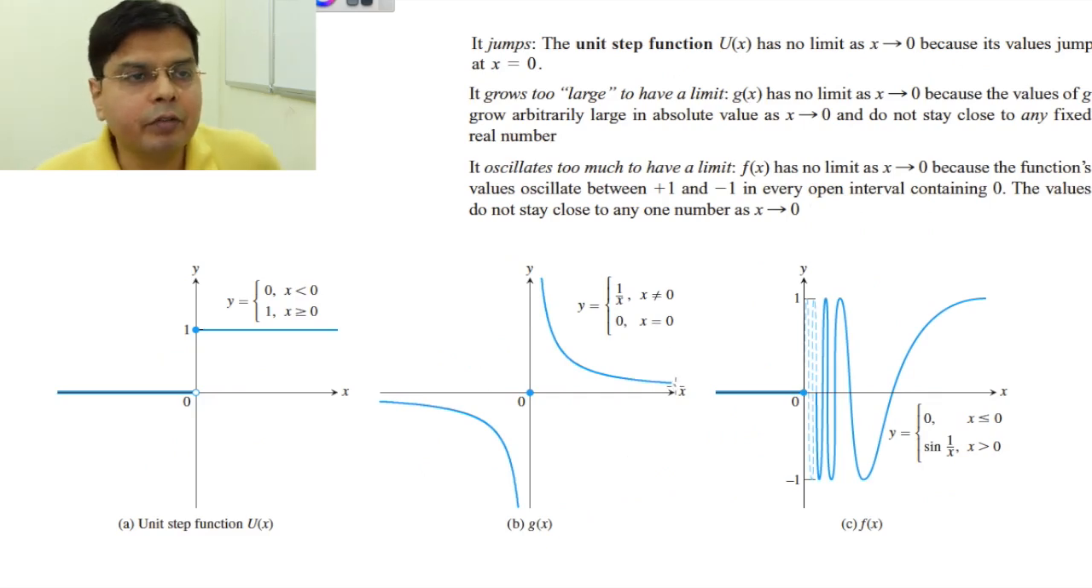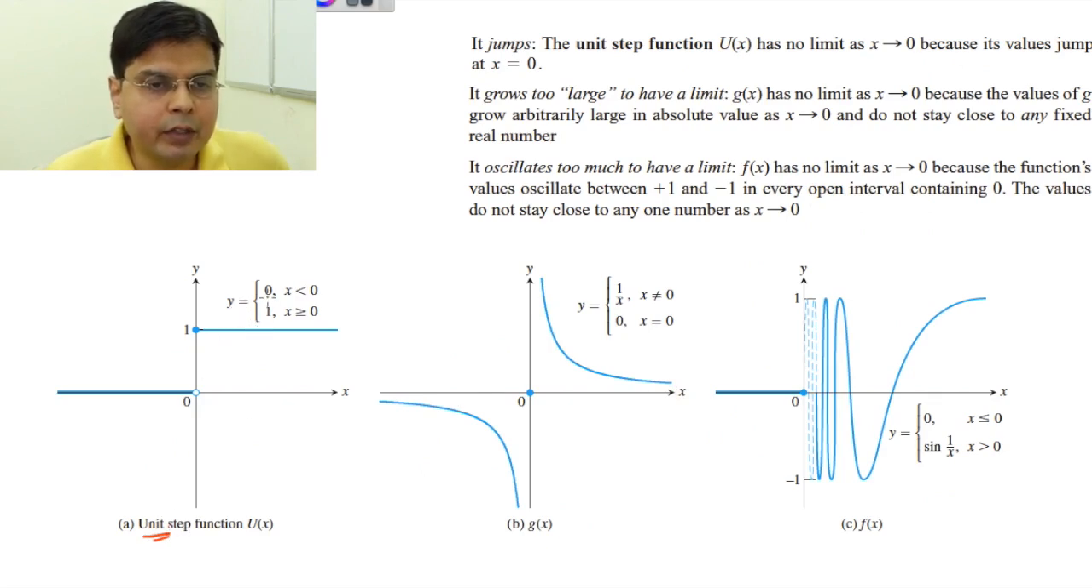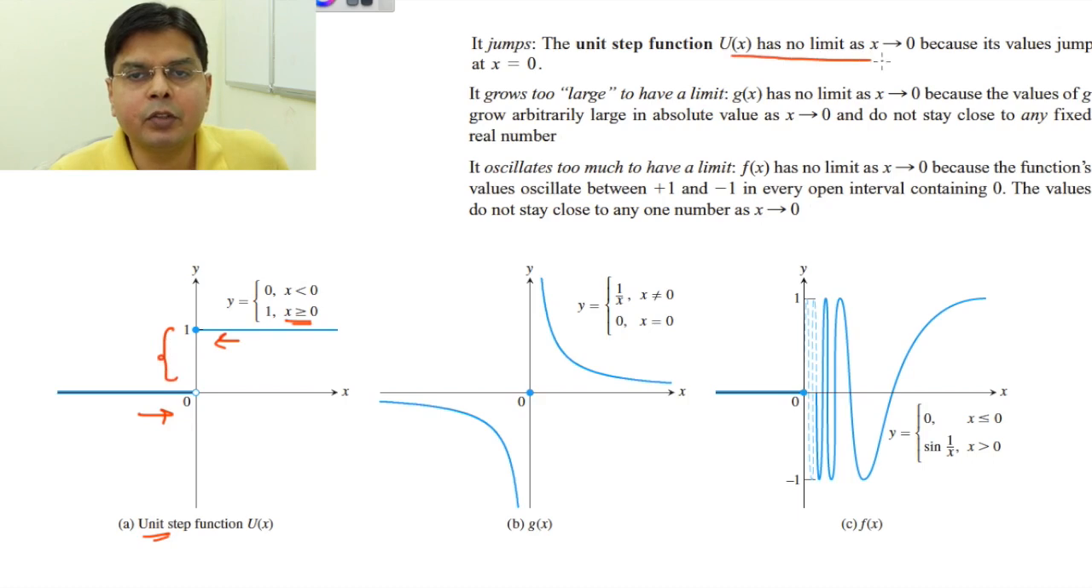Some functions where limit does not exist. First of all, you see this unit step function. How has this function been defined? It is 0 for x less than 0, so it is here, and for x greater than or equal to 0, it is 1, it is constant. Now does this function have a limit? No, it does not, because suppose you start approaching from this side, you will reach 1. But if you start approaching from this side, you will be stuck at 0, and there is a jump at this point. Since there is a jump, this function u(x) has no limit.